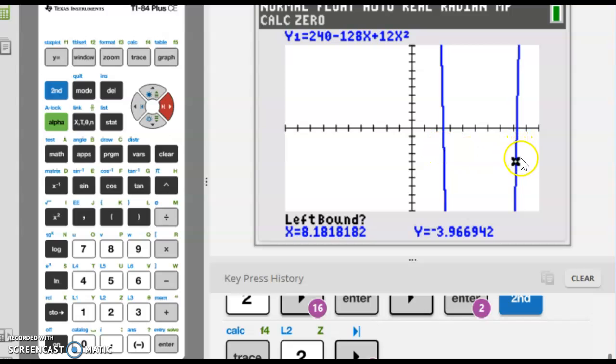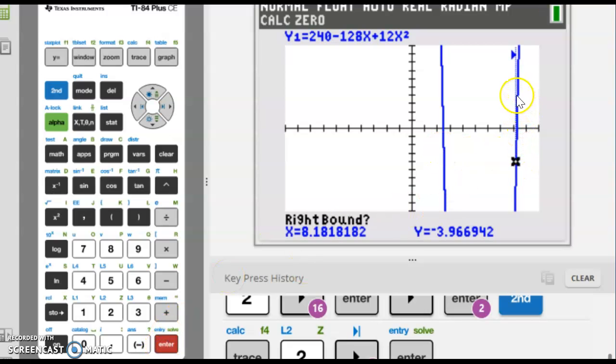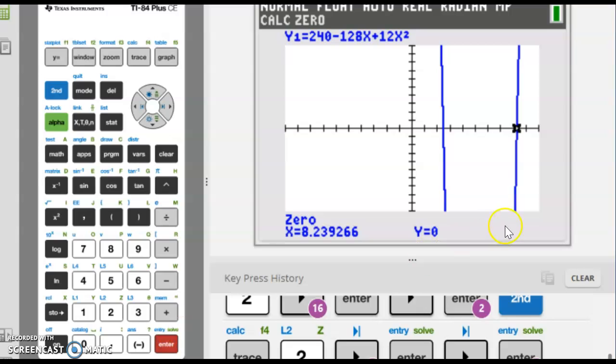So let's see. Okay, so there we are. So that's to the left. So I'm going to hit enter. Then I need to go to the right. So you have to give it a window to work on. So I'm going to move my cursor and I'm going to hit enter. And then I just hit enter again and it tells me my answer. So 8.239. Okay.